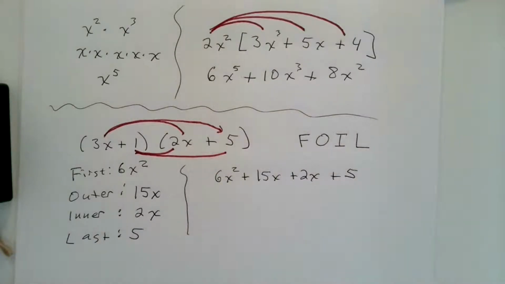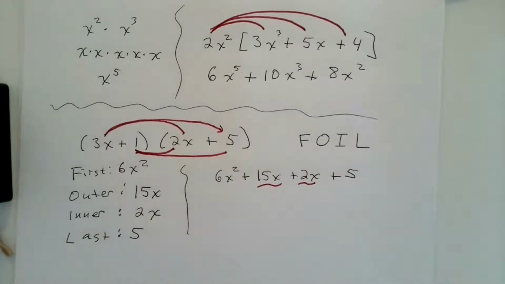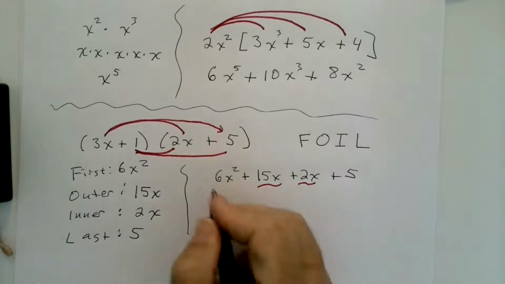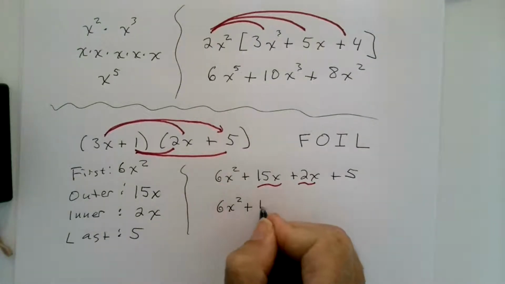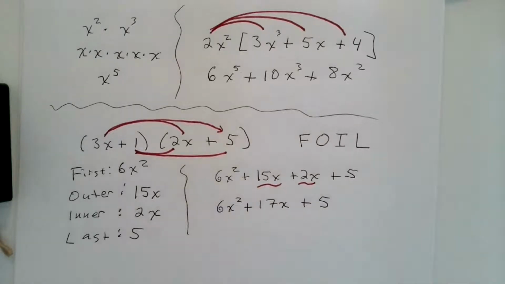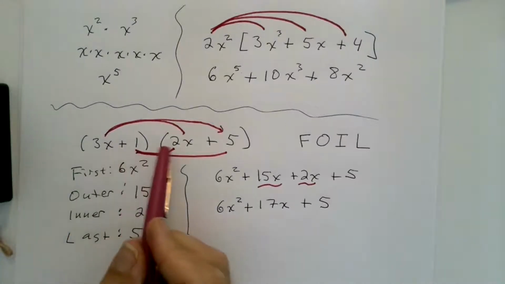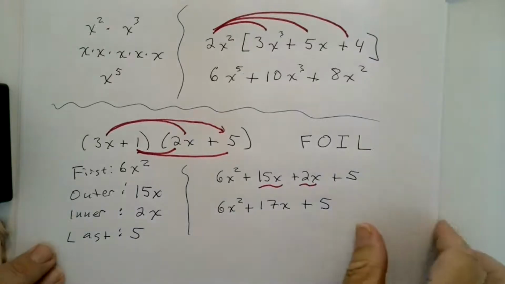Look for the like terms. 15x and 2x is 17x. So we get 6x squared plus 17x plus 5. But again, I don't like that FOIL method because it doesn't generalize to beyond a binomial times a binomial. So I'm going to show you a different strategy to do that same problem.